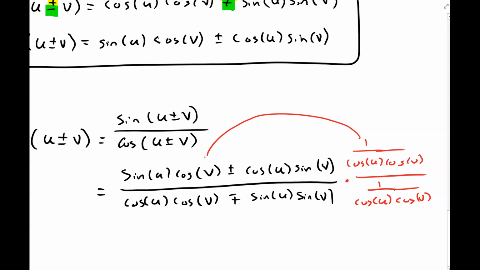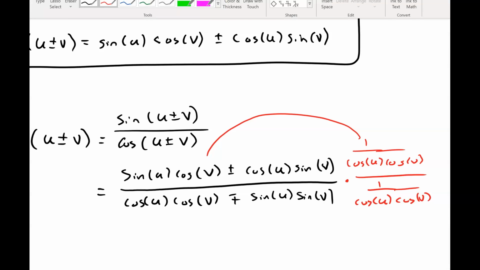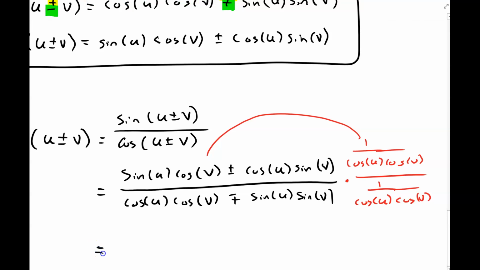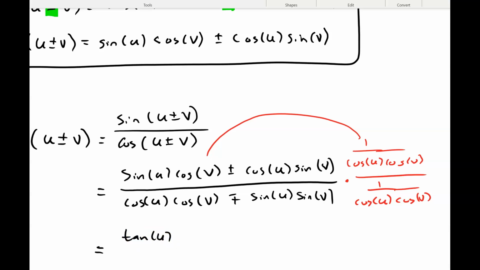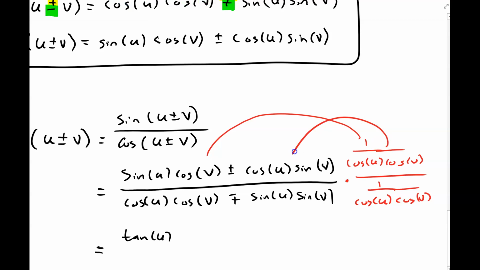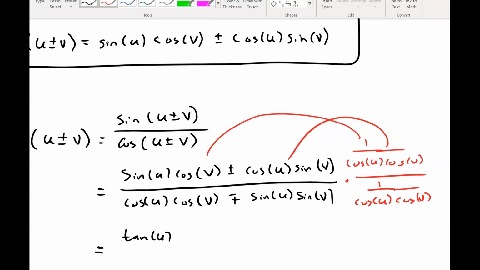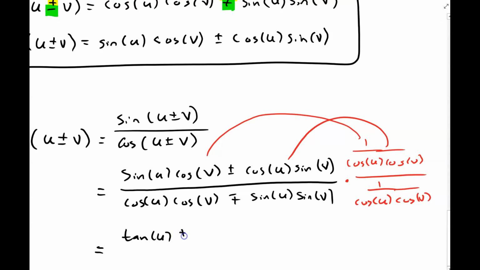So when I distribute that to the first term, the cosine v's cancel, and I'm left with sine u over cosine u, which is just tangent u. When I distribute to the next term, the cosine u's cancel, and I'm left with sine v over cosine v, which is the same thing as tan v.